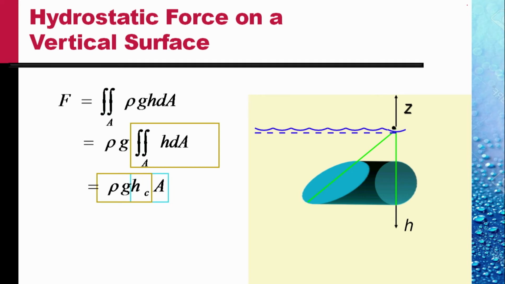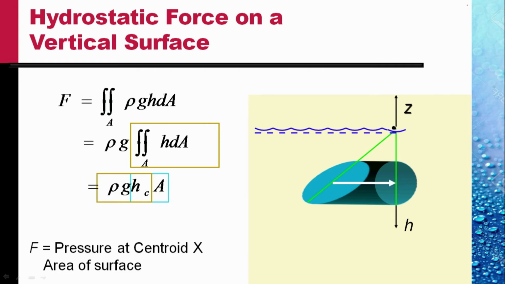Rho g hc is recognized as the pressure at the centroid of the plate, so that the total hydrostatic force on this vertical plate is seen as the pressure at the centroid times the area of the plate. F is the pressure at the centroid times the area of the plate. This is the relation that we use most often in calculating pressure force on a plate.